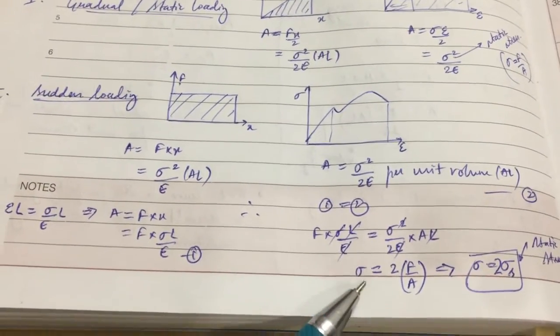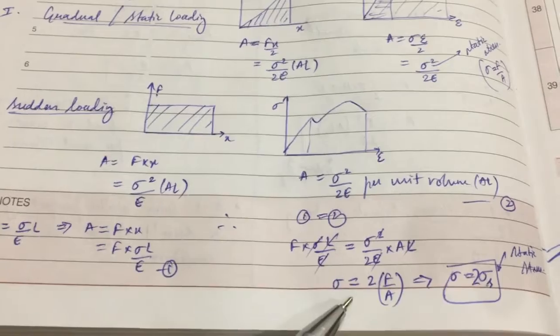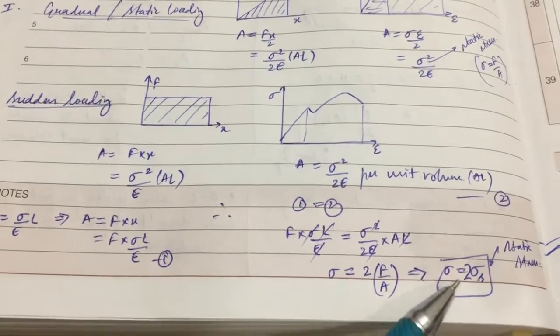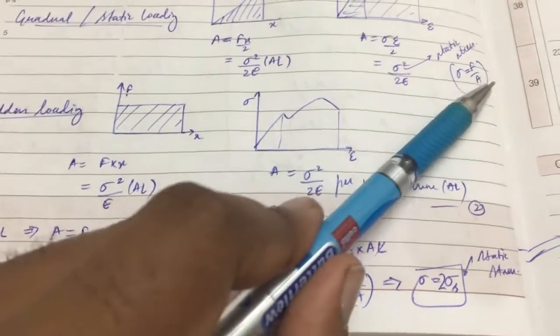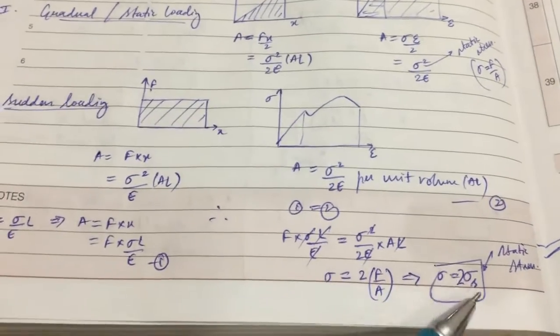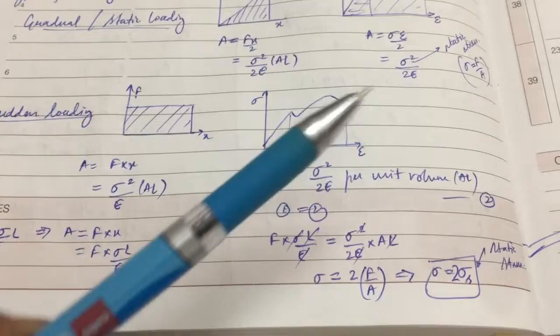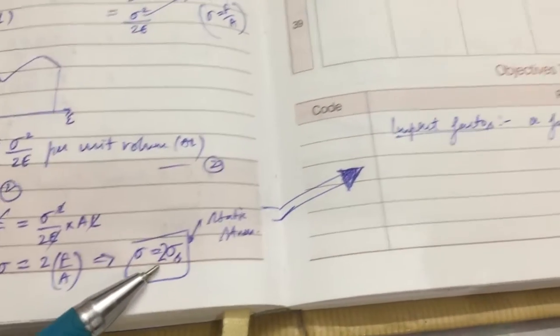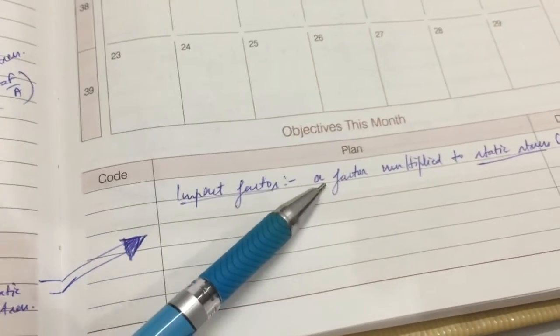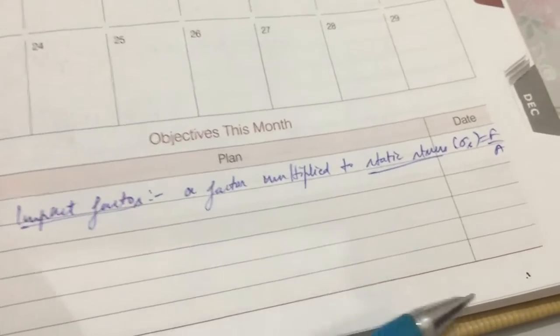So when we equate it, we will see that the stress in this case is twice the static stress. This is the static stress. Static stress means the gradual loading stress. This happens because of the sudden loading. Okay, so this 2 is called the impact factor. Impact factor is nothing but a factor which is multiplied to the static stress. So here in this case it is only 2.